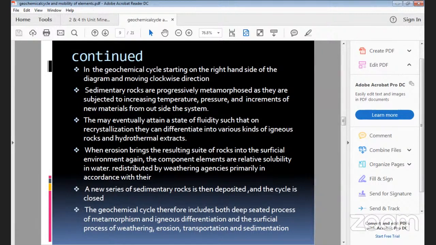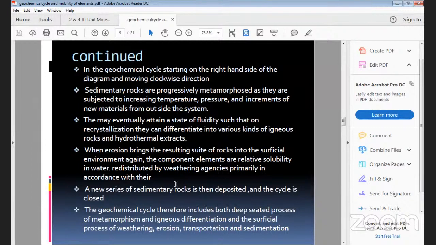They may eventually attain a state of fluidity such that under recrystallization, they can differentiate into various kinds of igneous rocks, and we also see hydrothermal extractions. When erosion brings the resulting suite of rocks into the superficial environment, the component elements are redistributed by the weathering agencies, according to their solubility in water. A new series of sedimentary rocks is then deposited, and the cycle is closed.